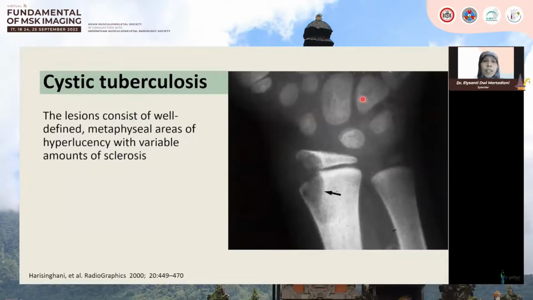Cystic tuberculosis consists of a well-defined metaphyseal area of hyperlucency with variable amount of sclerosis. In this picture, we can see that the lesion extends from the metaphysis into the physis and epiphysis, and this appearance is characteristic of tuberculous osteomyelitis.